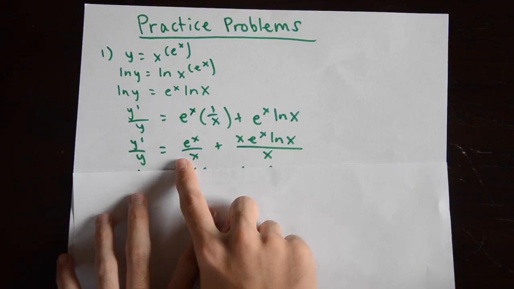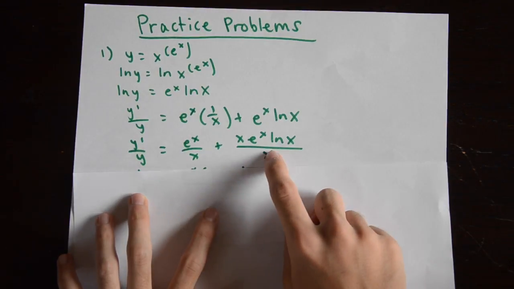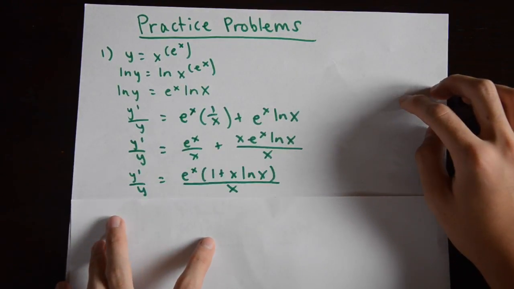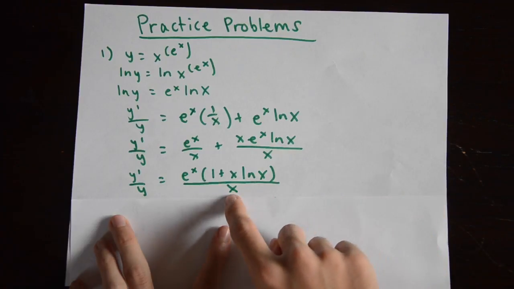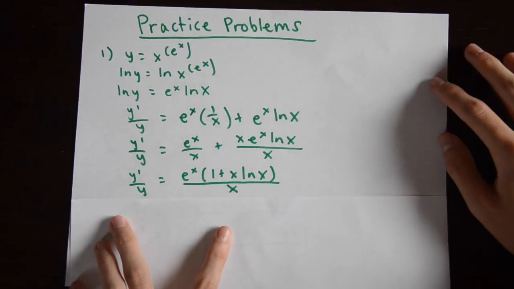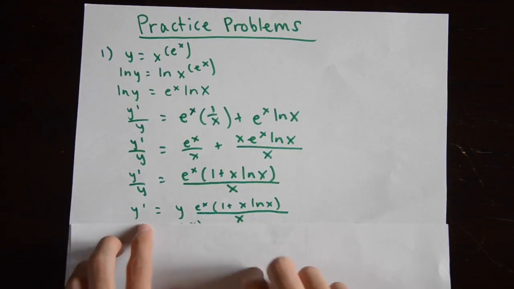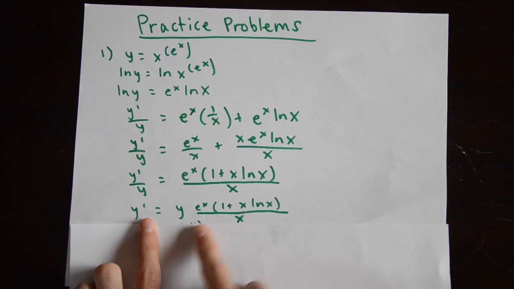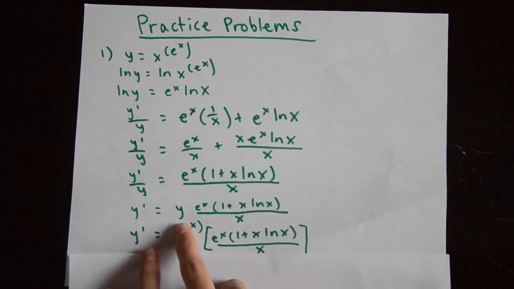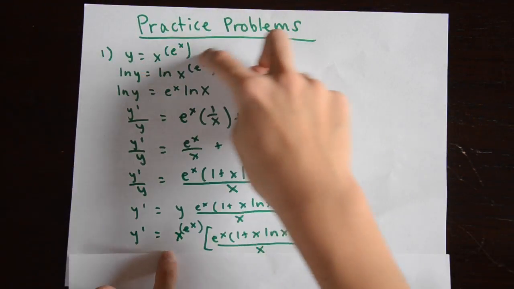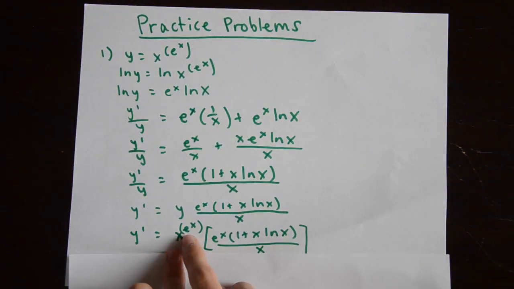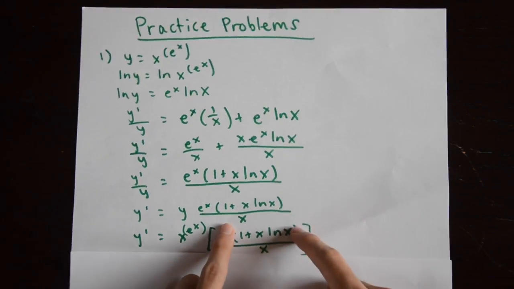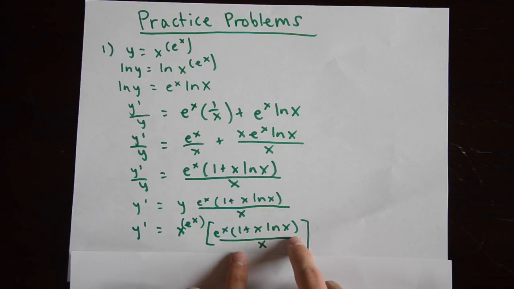Now we make sure that both of them have the same common denominator, so we can add them together, as shown here. And in this step we also factored out e to the x. Now we multiplied both sides by y, so we can move it over here and keep y prime by itself. And we substituted y with the original equation we had here. So it would be y prime equals x to the e to the x times e to the x times 1 plus x natural log of x over x.